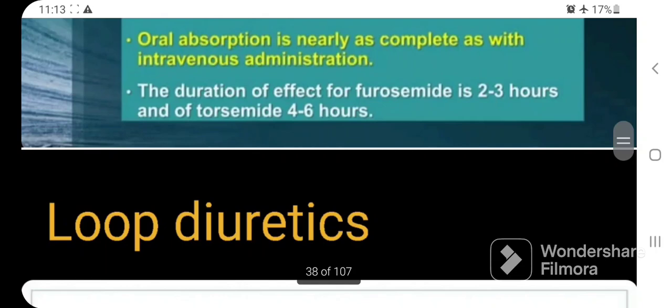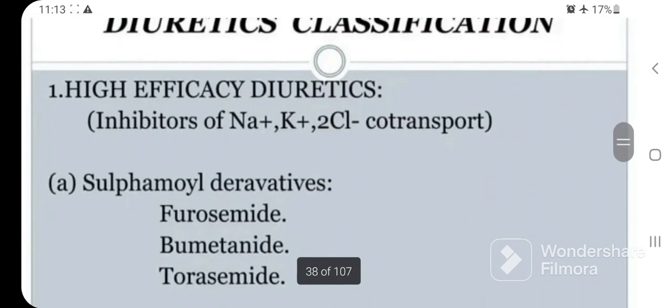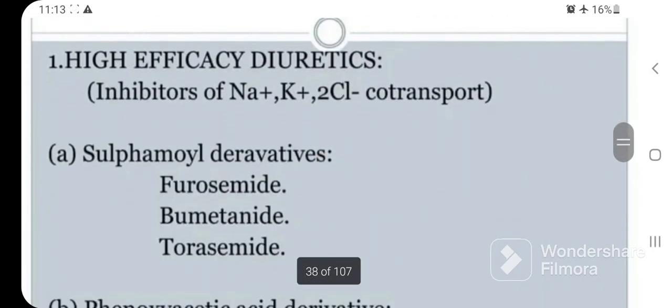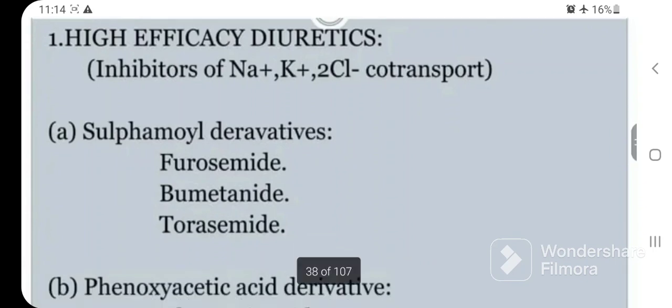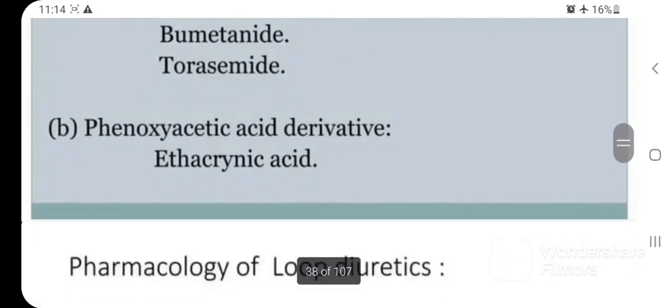Then the duration of the effect for furosemide is 2 to 3 hours, and for torsemide is 4 to 6 hours. Then, for the loop diuretics, some classifications are there. High efficacy diuretics, okay, they will inhibit the sodium, potassium and chloride co-transport. Sulfonyl derivatives like furosemide, then bumetanide, then torsemide. Then phenoxyacetic acid derivative, that is ethacrinic acid.